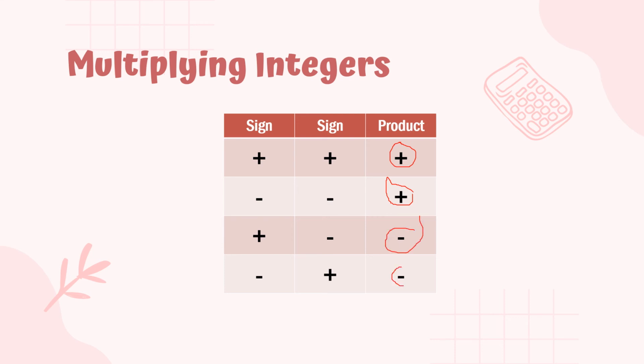So just remember, tandaan lang po natin, if they have the same sign in multiplying integers, if either both are positive or both are negative, the result is always positive. If they have different signs, or positive times negative or negative times positive, the result is always negative.